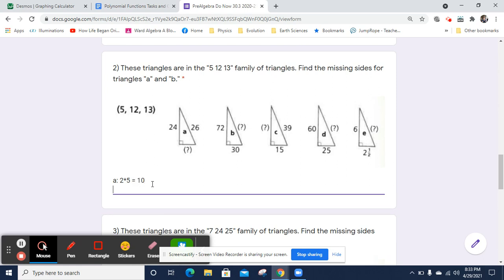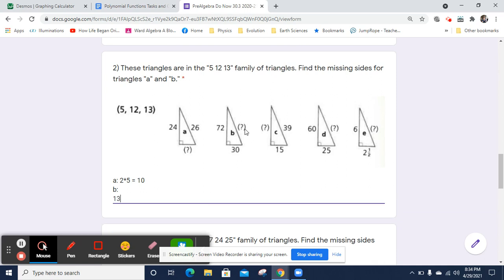Okay, and then B, I have a 30 and a 72. So this is the 5 and this is the 12. So 5 times 6 is 30. 12 times 6 is 72. So now we've got 13 times 6. Let's work that out. 13 times 6 is going to be 60 plus 18, or 78. So B is going to be 6 times 13, which is 78.